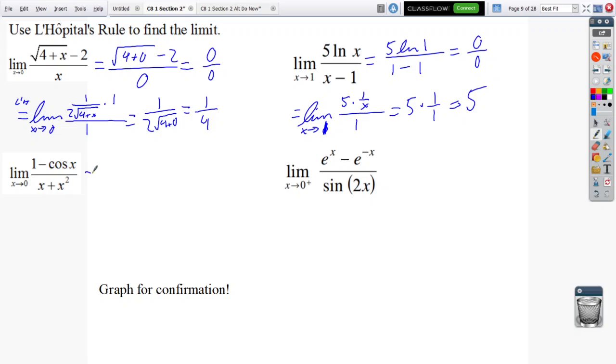Looking down here again, we have to acknowledge that we are in indeterminate form. 1 minus cosine of 0 over 0 plus 0 squared. Again, I want you to acknowledge that this is 1 minus 1, so 0 over 0 plus 0, 0 over 0.